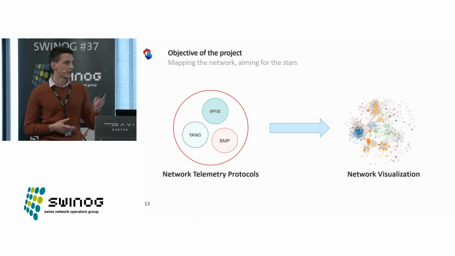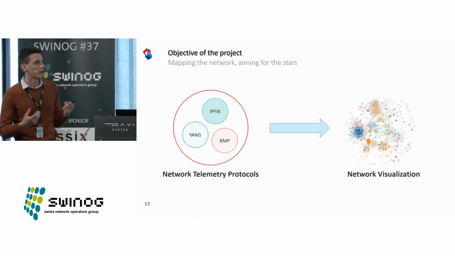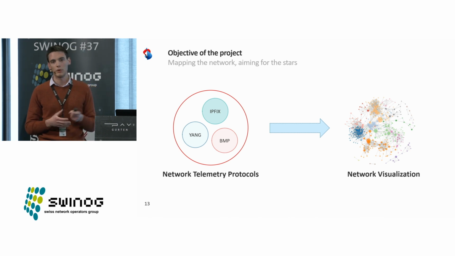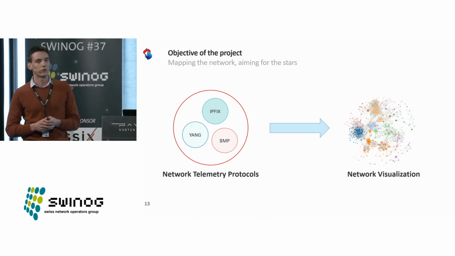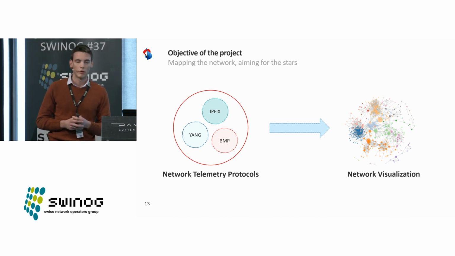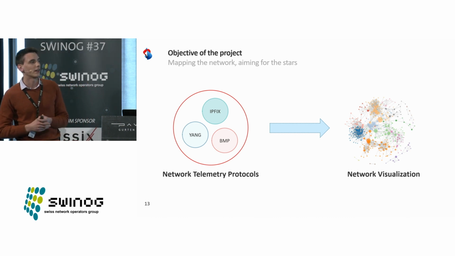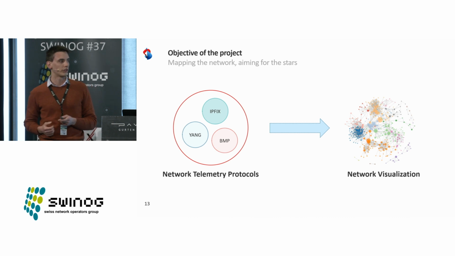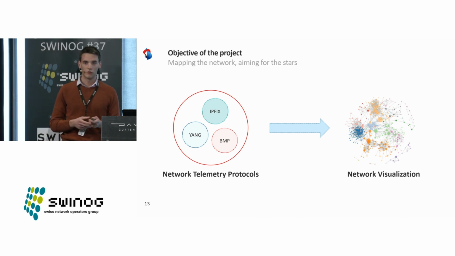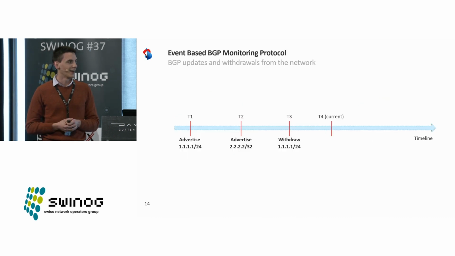We start from these 3 protocols. We have IPFIX, YANG push, and BMP. BMP stands for BGP Monitoring Protocol. At the moment, Cosmos uses only BMP, but we want to implement IPFIX and YANG very soon. And from these 3 protocols, we want to go to this network visualization. And of course, there are challenges, as in every project, I guess.